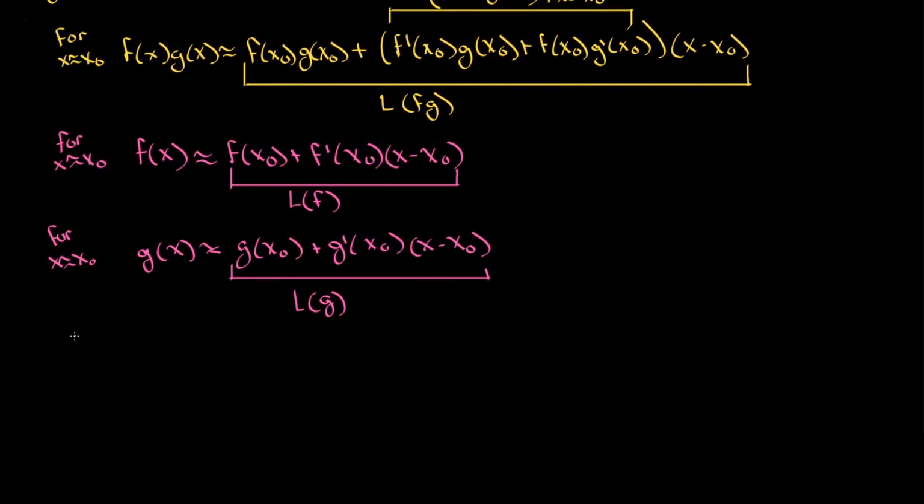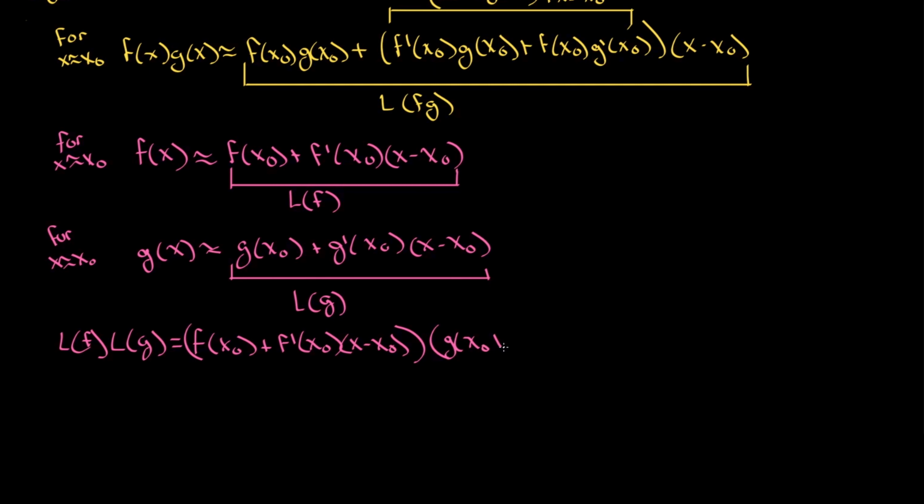So we are now going to take the linear approximation of f that we found and multiply it by the linear approximation of g. Let's write that out real quick. F of x naught plus f prime of x naught times x minus x naught. And all of that is going to be multiplied by g of x naught plus g prime of x naught times x minus x naught. Okay, so let's multiply this out and see what we get.